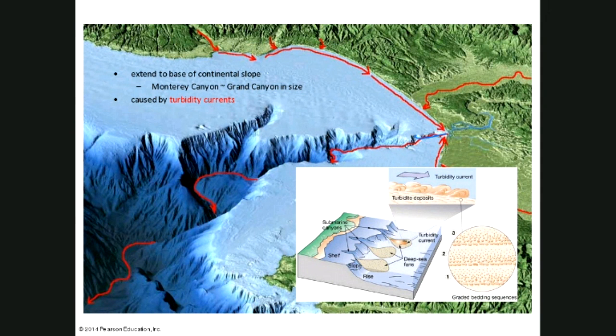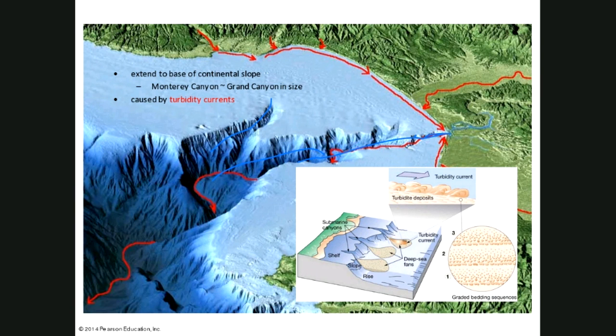the Monterey Canyon, it basically carves. You've seen it at the beach, when the water flows back into the ocean. But these canyons get big. The Monterey one is the size of the Grand Canyon, so this ain't no little canyon. And those are caused by turbidity currents.